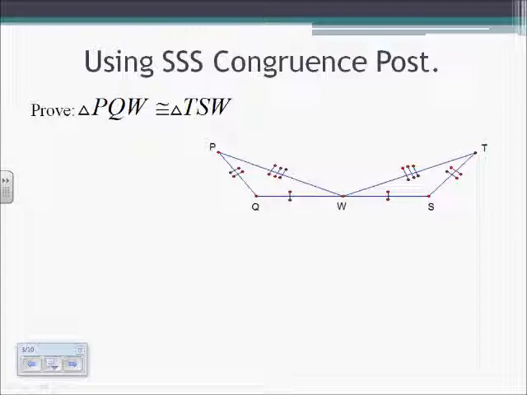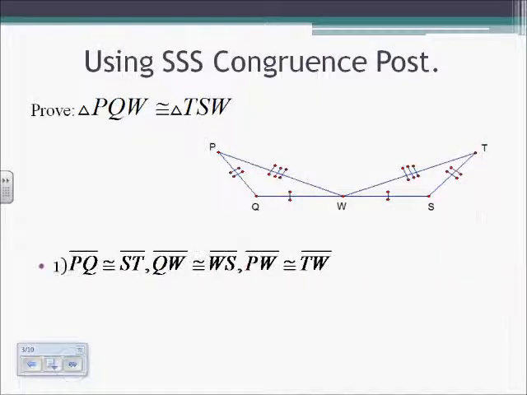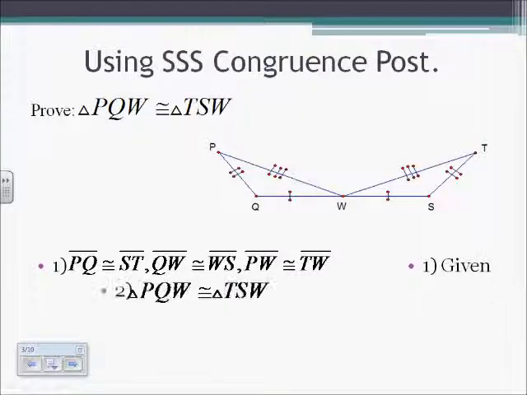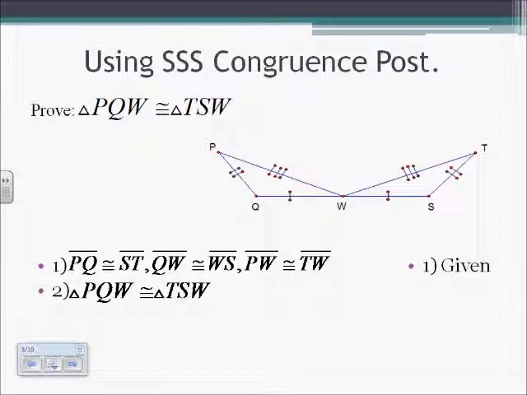The statement says prove triangle PQW is congruent to triangle TSW. Again, all proofs are from the picture. We can note that all the sides, PQ congruent to ST, QW congruent to WS, PW congruent to TW, with three sides in the left triangle being congruent to three sides in the right triangle. We then can state that triangle PQW is congruent to triangle TSW by the side, side, side postulate.